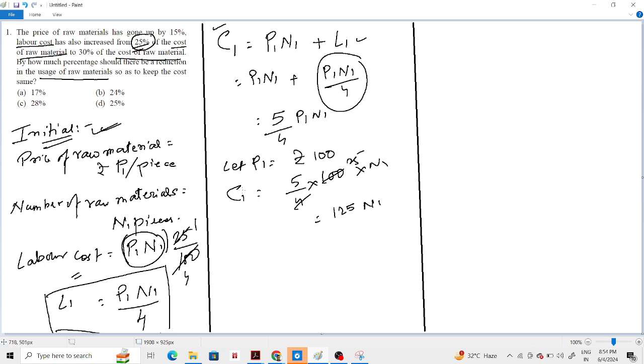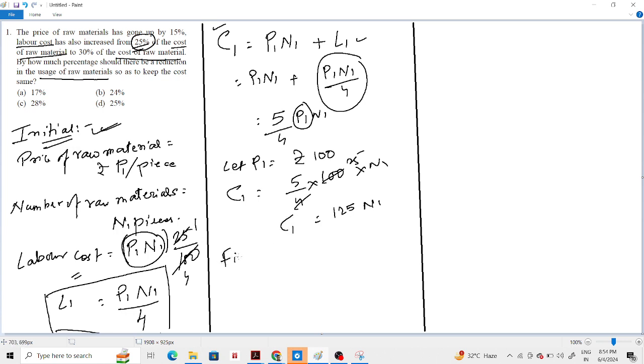Now just for simplicity, in CAT, for simplicity we take some values as 100. So we are taking P1 as 100. C1 is 5 by 4 into, in place of P1 I am putting 100, and then N1 as it is, 125 N1. So this is the initial cost.